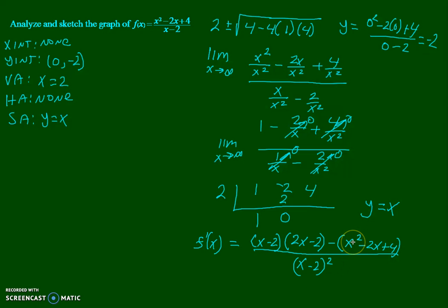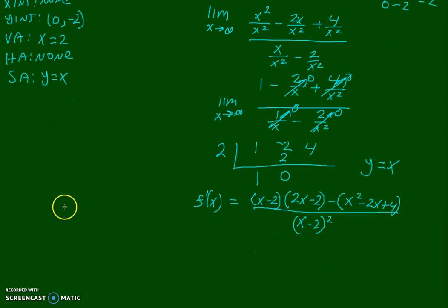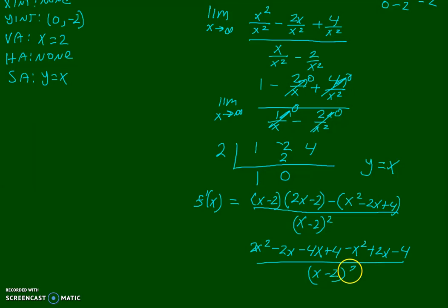Now we'll simplify that numerator. So let's give ourselves a little more room. And we'll multiply this through. And we have 2x squared minus 2x minus 4x plus 4 minus x squared plus 2x minus 4, all over x minus 2 squared.